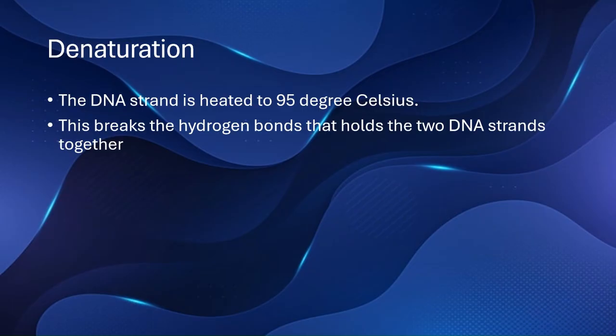So denaturation is when the DNA strand is heated to 95 degrees Celsius. This is done so that it breaks the hydrogen bonds that hold the two DNA strands together. And you would know that hydrogen bonds are the bonds that hold two DNA strands together from topic 2 once again.